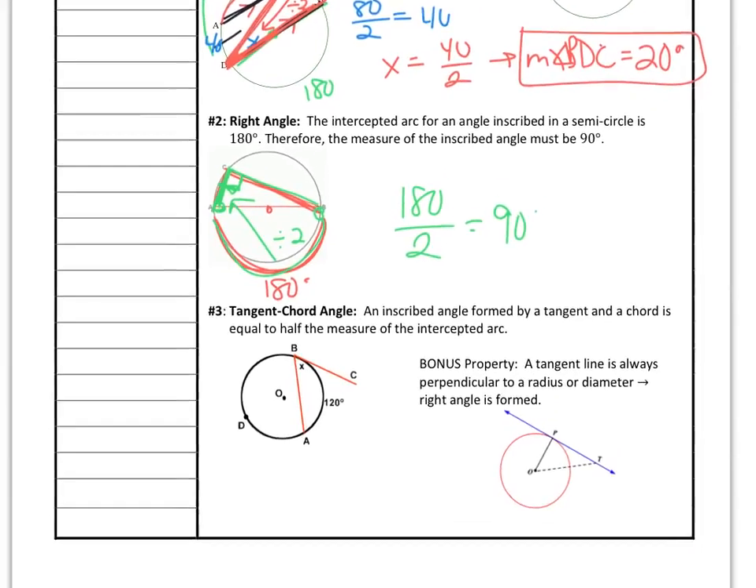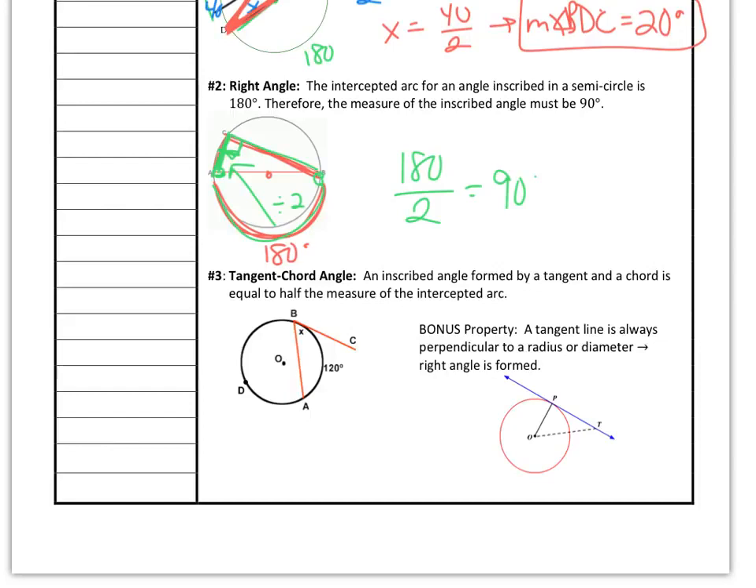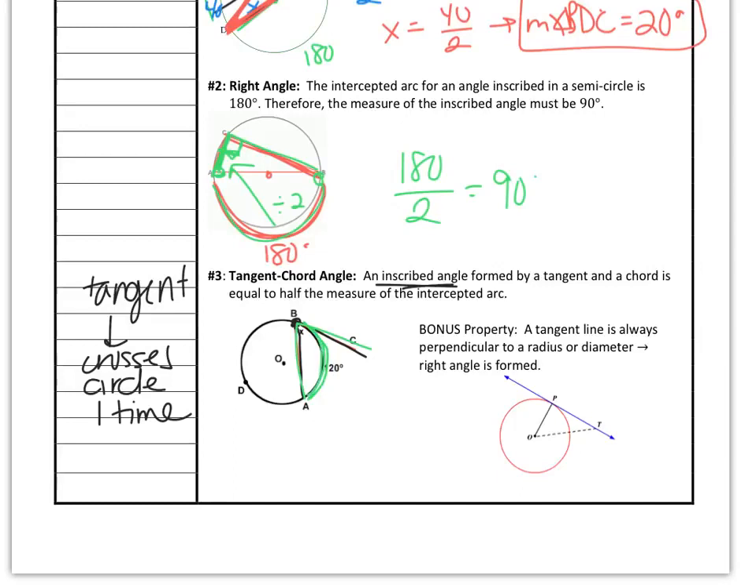Another property we have is about a tangent meeting a chord. So remember that a tangent touches the circle one time. So BC is our tangent, and then we have chord AB. This angle that is formed is inscribed. It's on the edge of the circle. And so therefore, when it opens up to arc BA, as weird as that looks, that 120 has to get cut in half to find the angle. So 120 divided by 2 gives us 60, so therefore in this picture X equals 60.